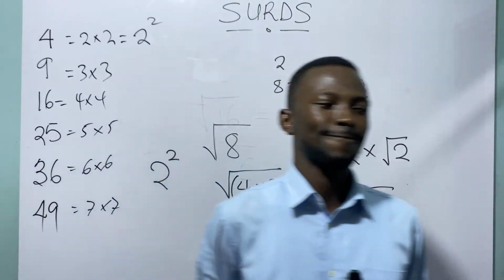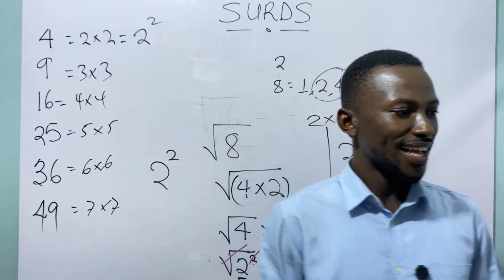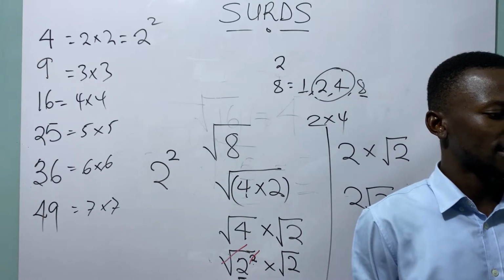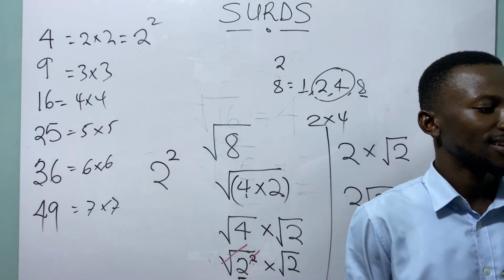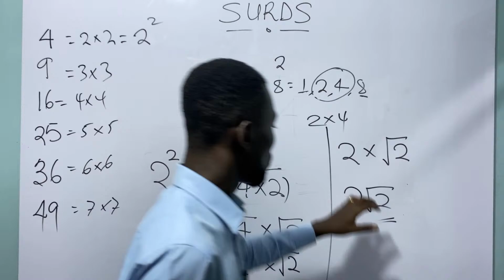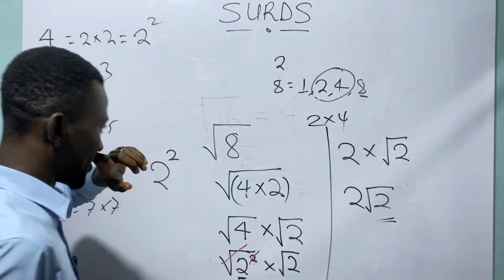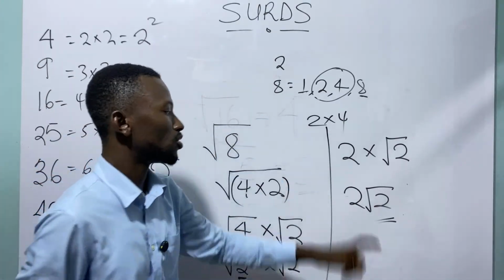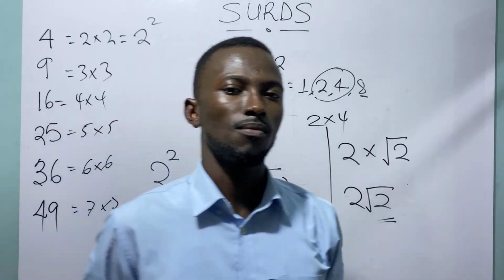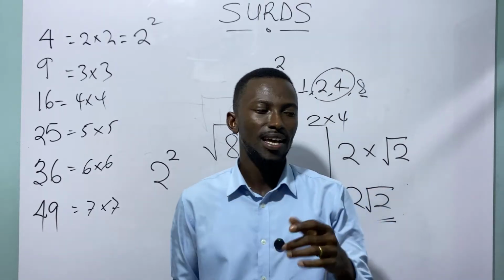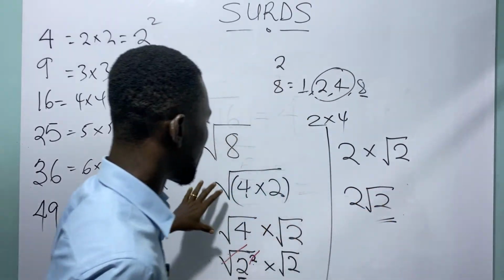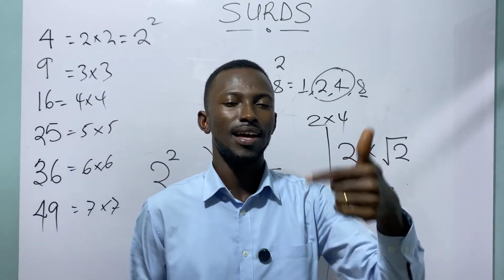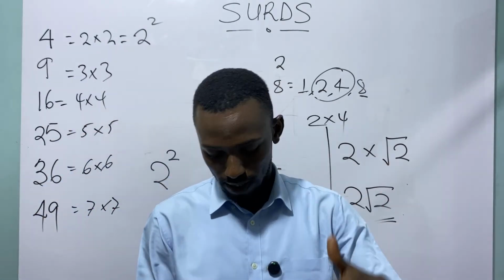Do you get that? If you get that, give a thumbs up. Did you get that? 2 root 2. So when we simplify square root of 8, the final answer should be 2 root 2. If you've not gotten how we arrived at this answer, you can just write in the comment section. Just let us know you don't get this point, and I can retake that.